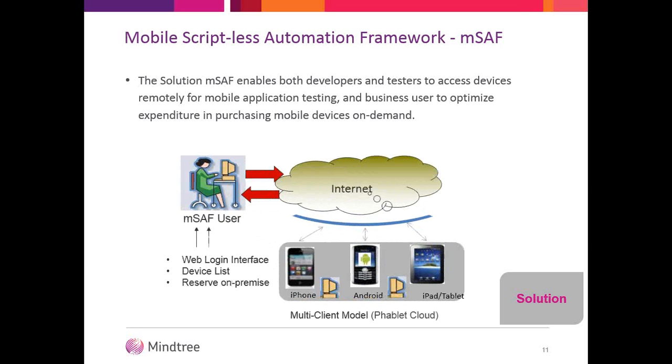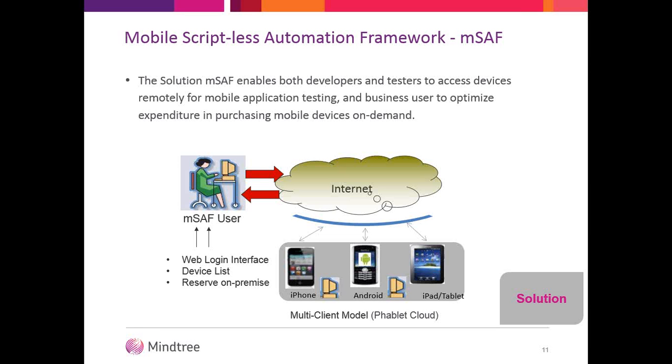So the end user gets to log into a web browser, chooses devices in the lab, and reserves on-premises whatever the device is available, and there is an option to selectively execute your test cases, prioritize your test cases, and run your test cases in groups or single, sequential, or in parallel.